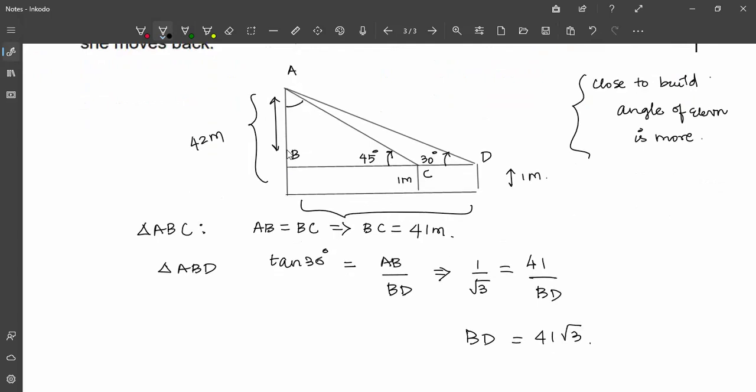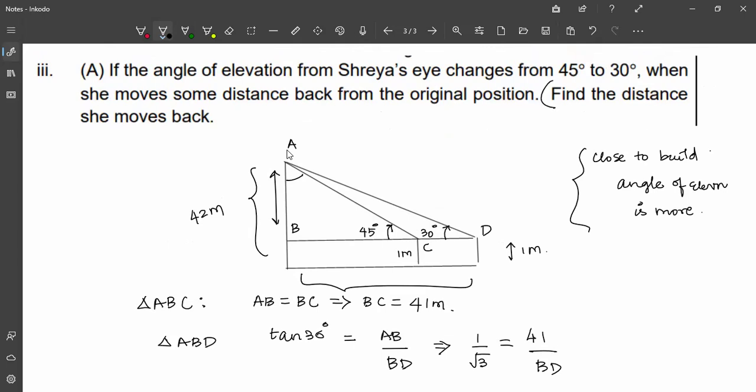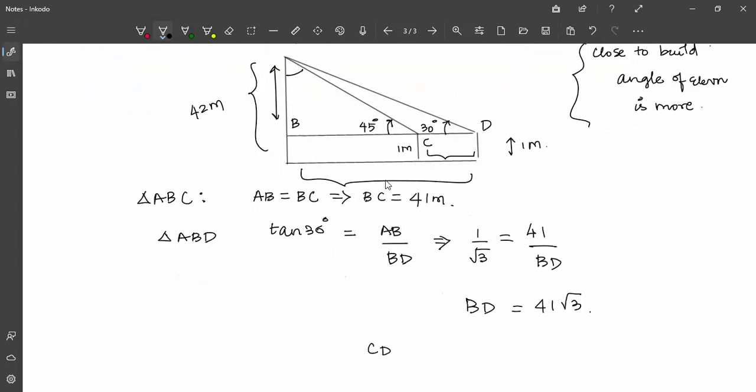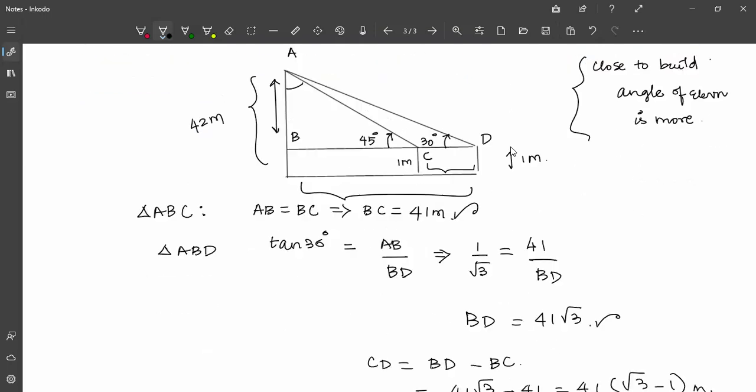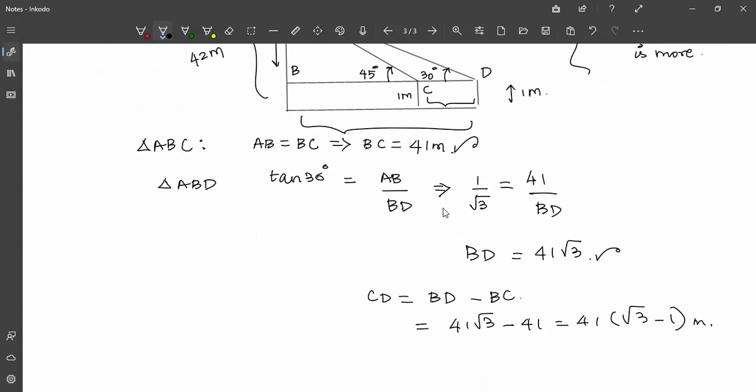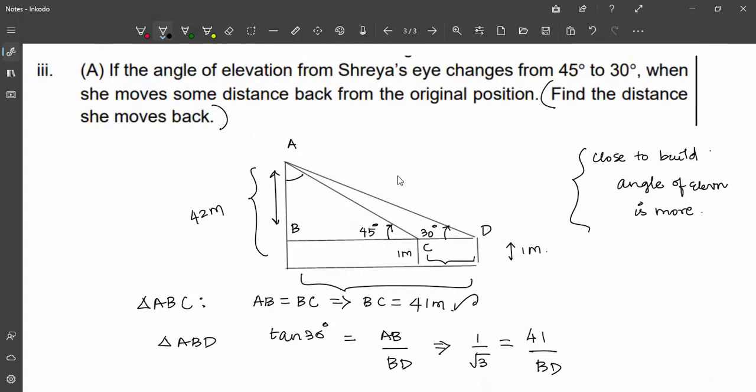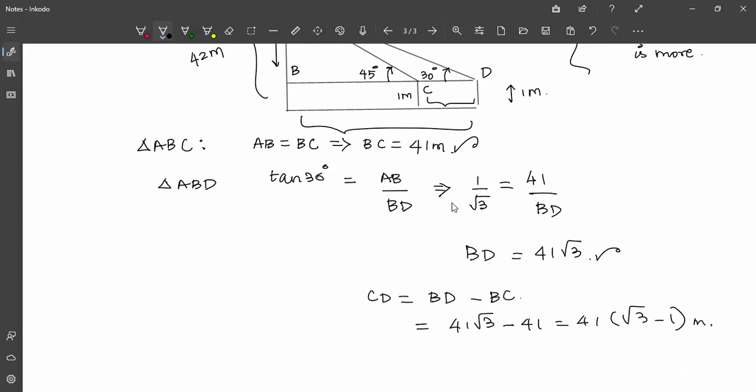We need to find CD, the distance she moves back. We obtain CD by subtracting BC from BD. We know BC is already 41 meters and BD we have just found out. So 41 root 3 minus 41, that would be 41 times root 3 minus 1 meters. You don't have to convert root 3 to 1.732 because that is not mentioned in the question. So you need to complete the answer saying the distance she moves is 41 times root 3 minus 1 meters.